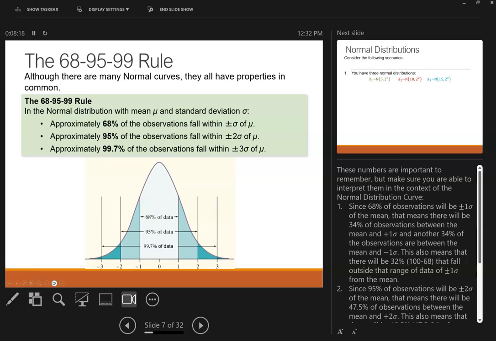There will be some problems that we'll ask you to do where we won't give you enough information to get it into your calculator to do anything with, and you're going to have to use this 68, 95, 99 rule.